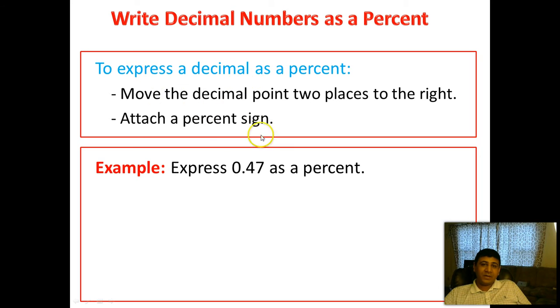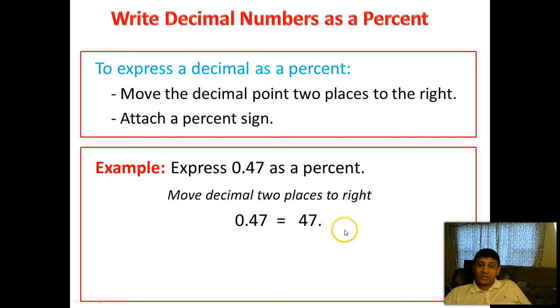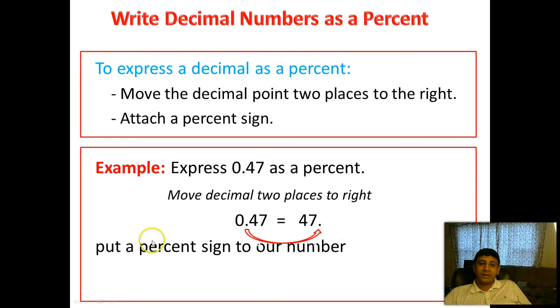So let's look at an example here again. Suppose you want to express 0.47 as a percent. So the decimal is right here. First we need to move it 2 places to the right. Okay, so we'll get 47.0, basically the 0 we don't write. And the next thing we need to do is attach a percent sign with it. Okay, so we moved the decimal to the right and then just put a percentage sign. That's your answer, 47%.